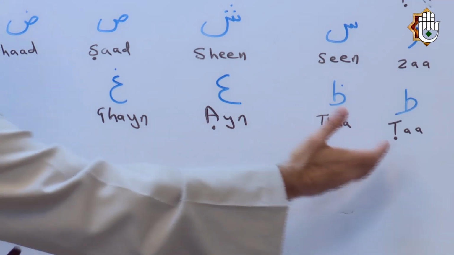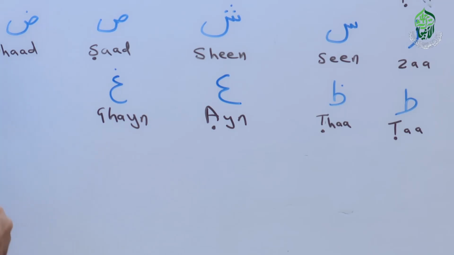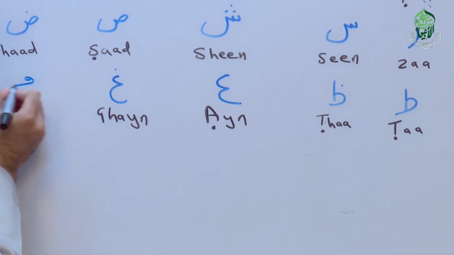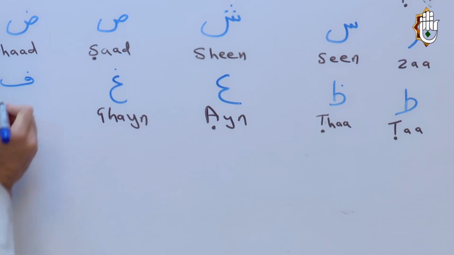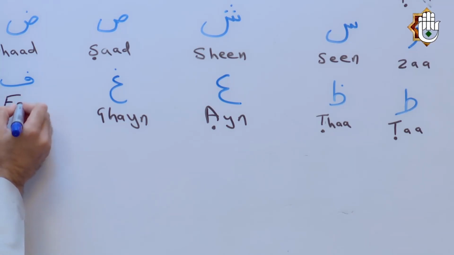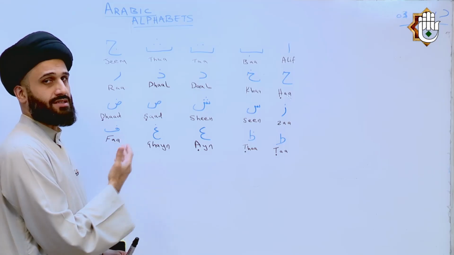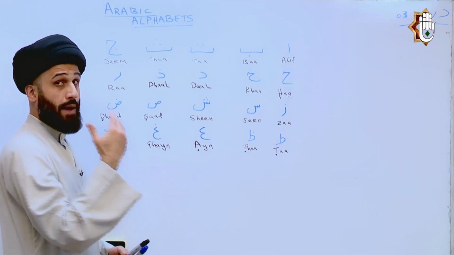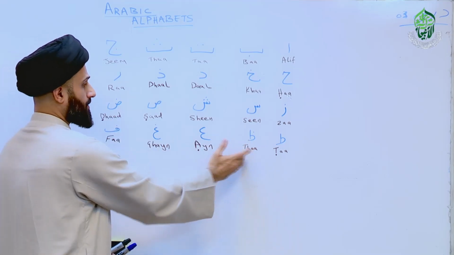The next letter we want to look at, dear brothers and sisters, is fa. Now, let's write the transliteration down. Very simple: F-double-A. And it is the equivalent to the F in our English language. The same pronunciation, the same articulation, the same makhraj. Okay? So, fa. Ta, dha, ayn, ghayn.